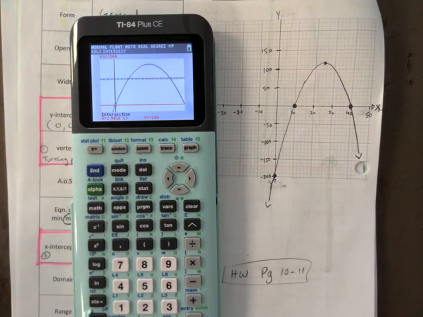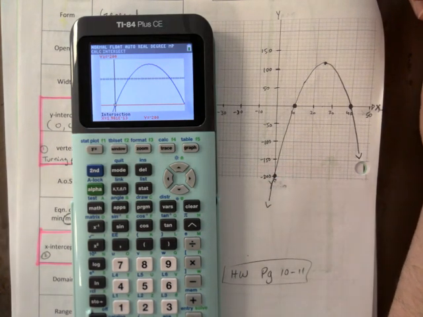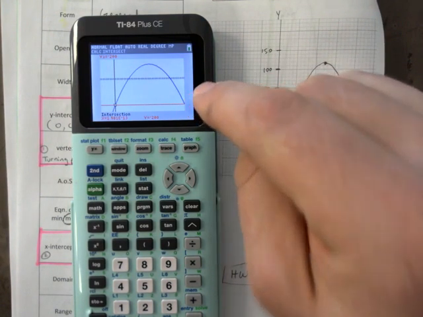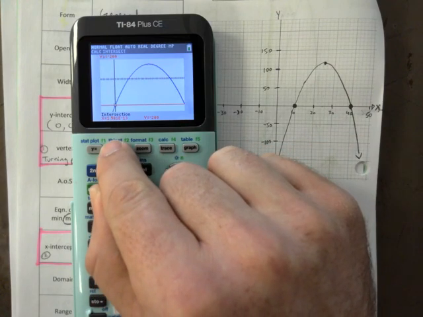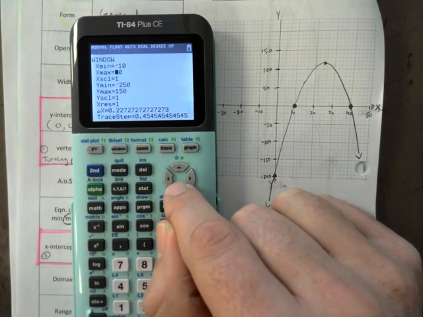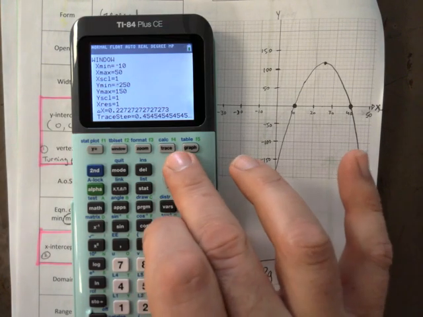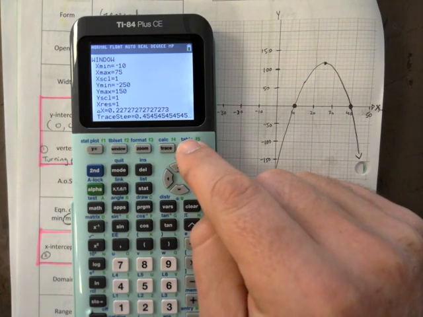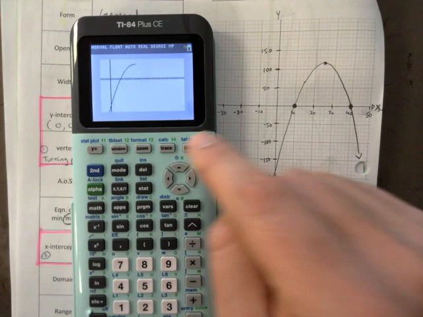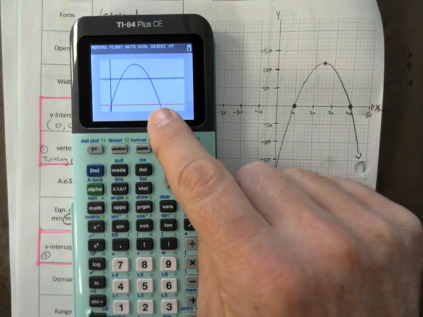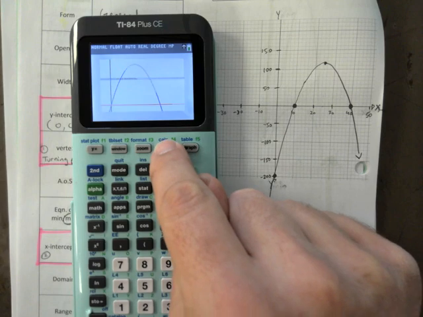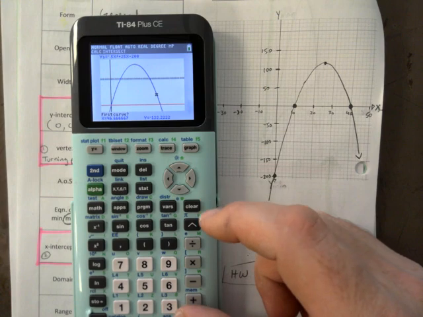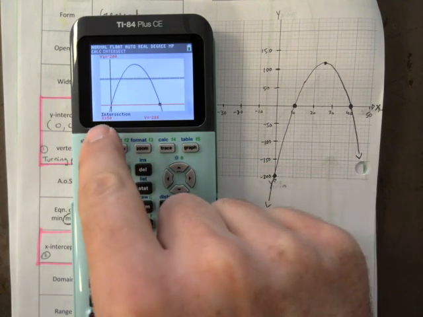Oh, what happened there? It couldn't find it because it's not quite on my screen. So I need to go to my window and increase X max. Let's go 75 and hit graph again. We need to do this all over again. And now I'm going to try this again. Second trace, 5. Go closer to this one. Hit enter 3 times. And there it is.